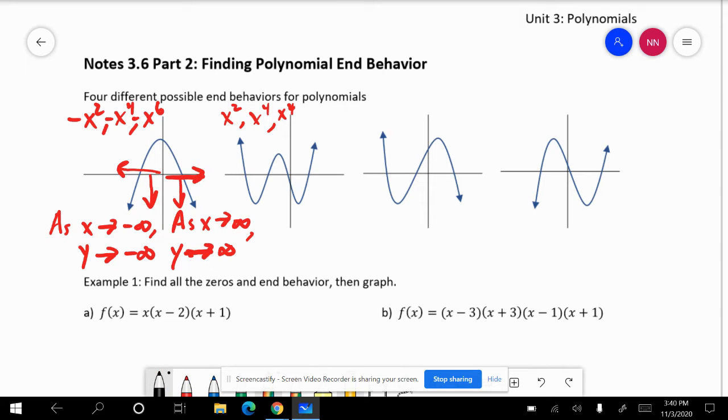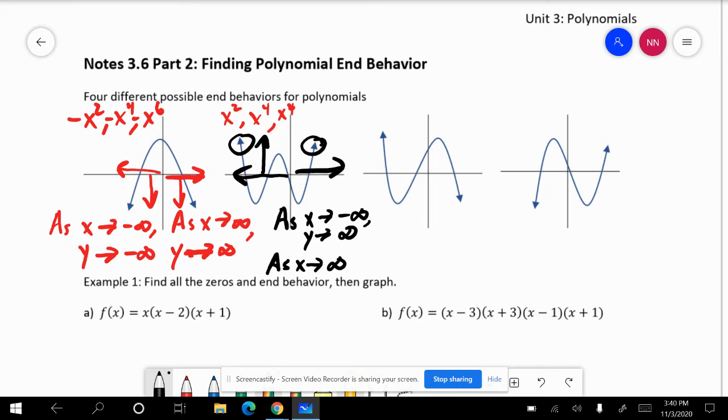Now let's look at a positive even degree. Notice that the arrows are going up. So as x approaches negative infinity, a fancy way of saying as it goes to the left, notice y is going to infinity. And then as x approaches infinity, once again, a fancy way of saying goes to the right, we see that it's going up again. Y is approaching infinity. So those are rules for even degree polynomials.